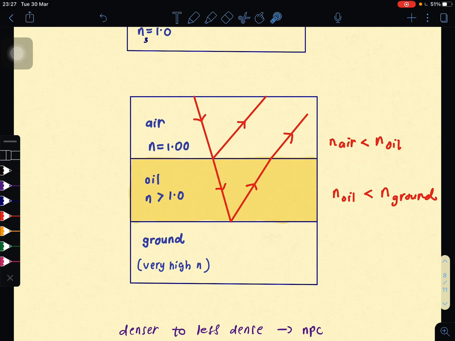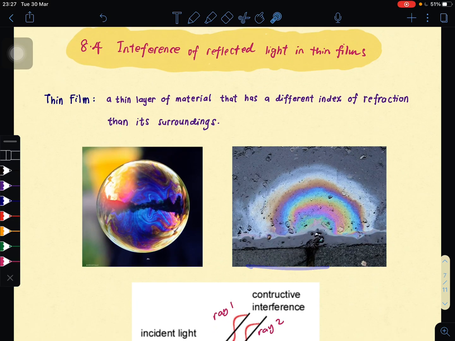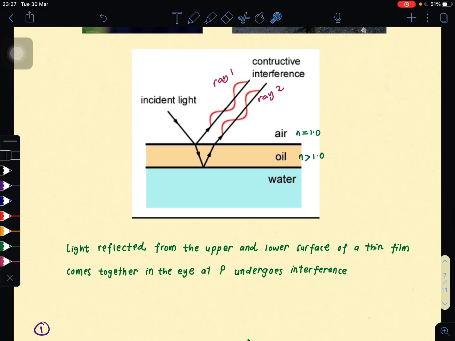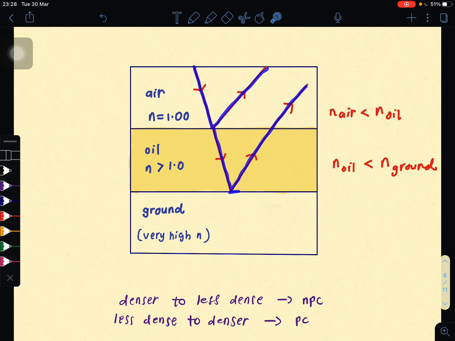Okay, this one adalah contoh untuk the second one, di mana kita akan ada the first layer, paling atas ni adalah air, and then this one is the oil, the thin film ni is the oil, and then it is on the ground. Okay, so we have air, light coming from the medium of air, and then dia akan reflected, and then akan masuk kepada oil, and then dia akan reflected balik apabila hits the ground.